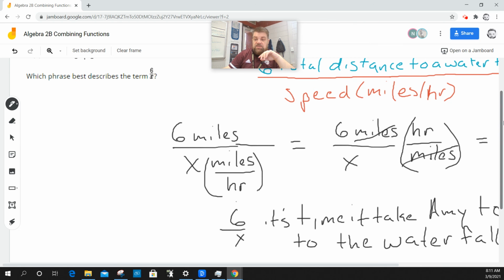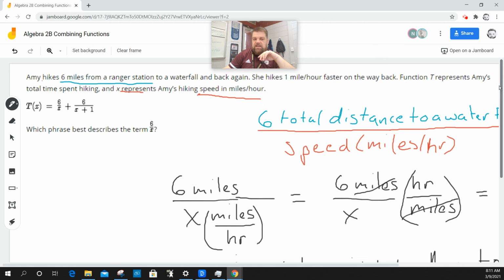Because there's two parts to this, right? And I kind of glossed over this. This is going to the waterfall, and this is coming back from the waterfall. Because on their way back, she went whatever the speed was originally, 1 mile faster.